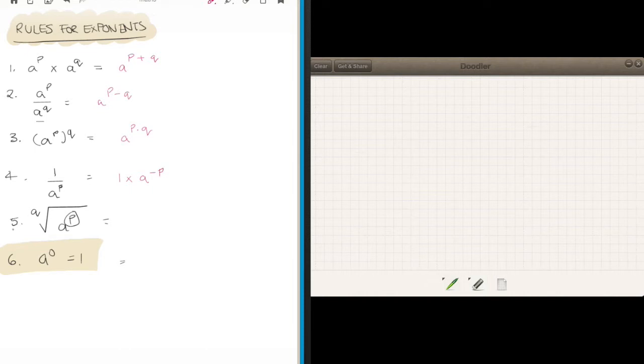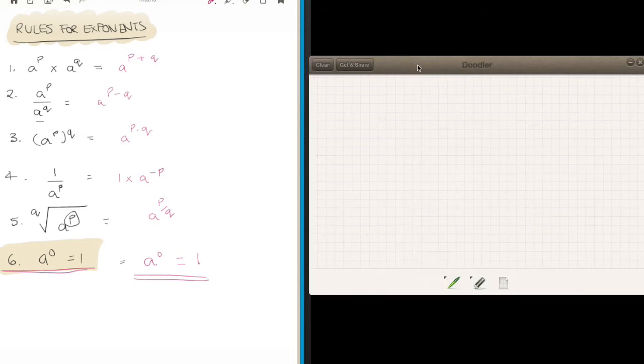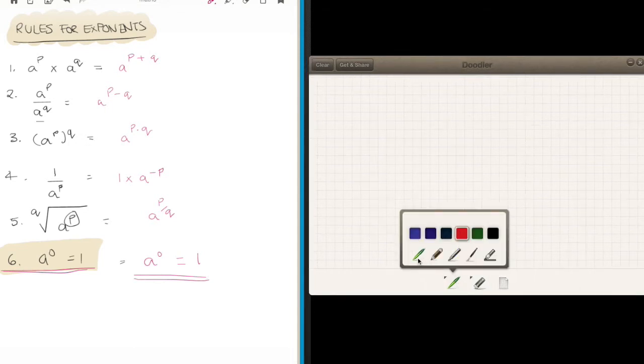So fifth situation is when there is a problem that looks like this, we will get a to the power of p divided by q. The p, which is inside the square root, will be the numerator, and the q, which is outside, will become the denominator. Now the sixth rule is a to the power of 0 is equal to 1. This is a given obvious thing, so a to the power of 0 is 1. It is just 1. So let me give you some really quick examples for this.